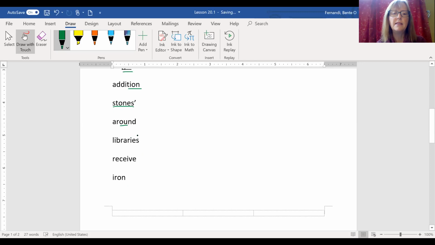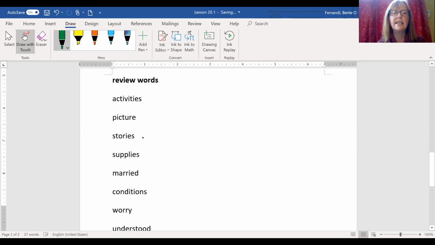Libraries, in this case, we know that the I used to be a Y. Library, long E sound is spelled with a Y. We're going to change that Y to an I before we add the ES. Receive, the E is doing the magical job of allowing the V not to be the last letter in the word because we cannot end on a V in English. Also, we have our little rhyme here. I before E, except after C. I still say that to myself when I'm writing the word receive. Iron.